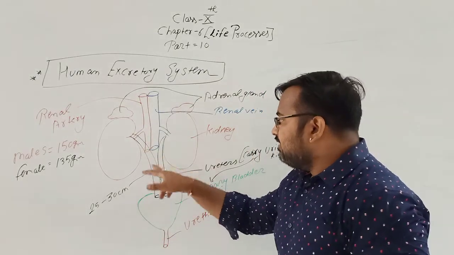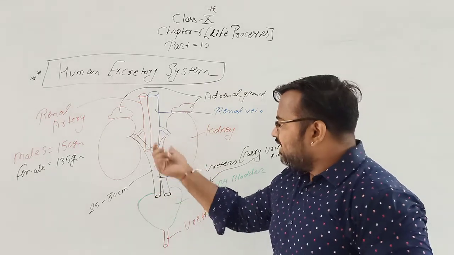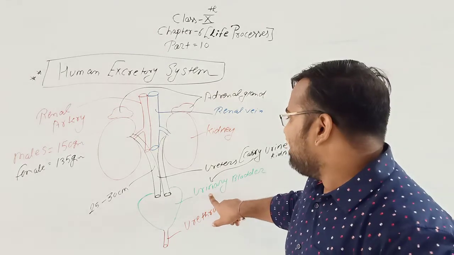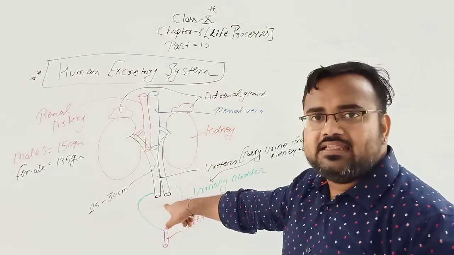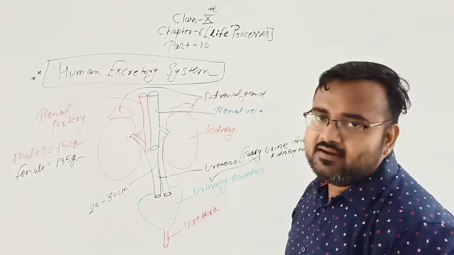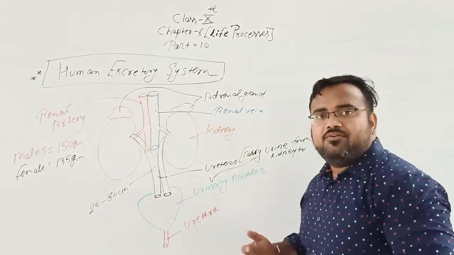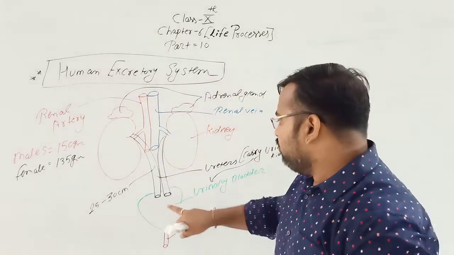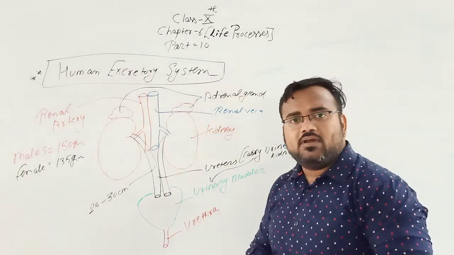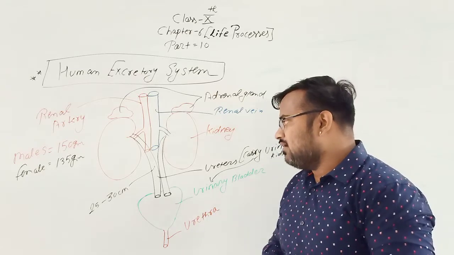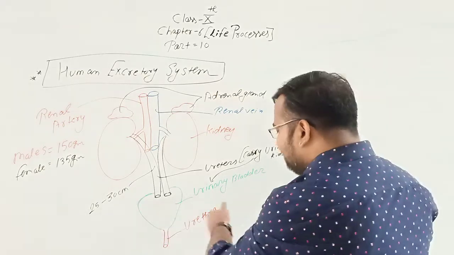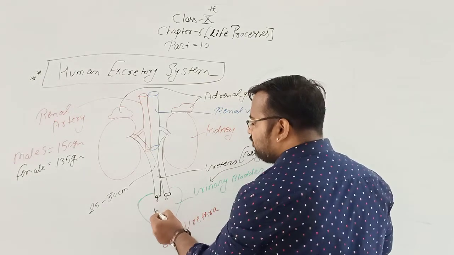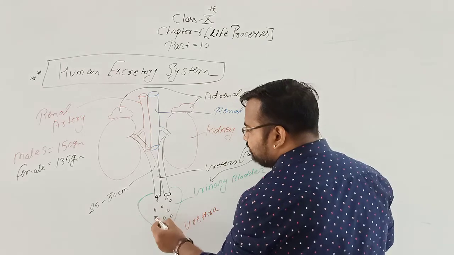The ureter carries the urine from the kidney and opens into the urinary bladder, which is a bag-like structure. The urine is stored in this bag-like structure, known as the urinary bladder. The urine, continuously in the form of droplets, is stored in the urinary bladder.